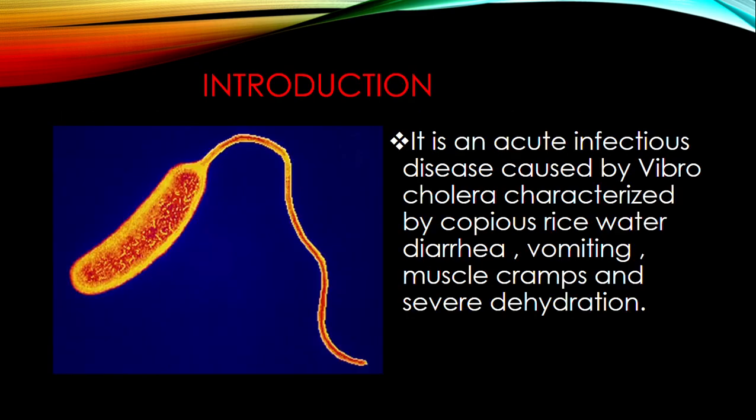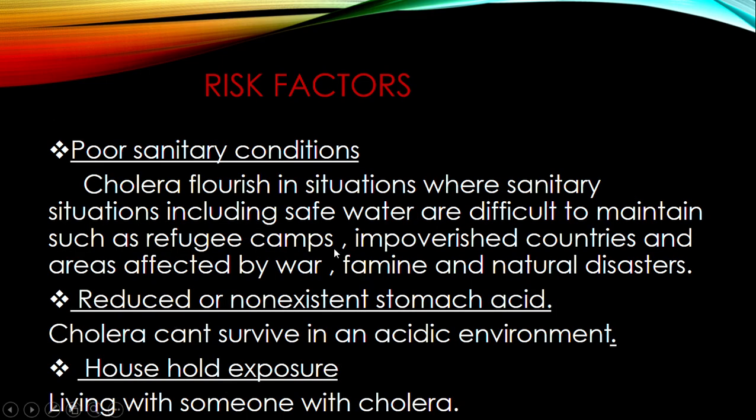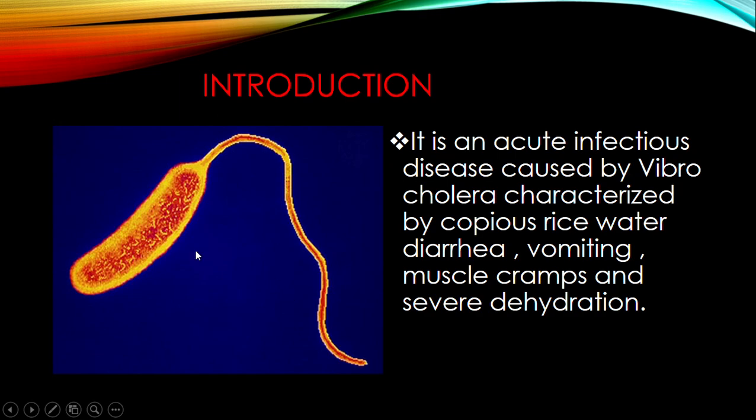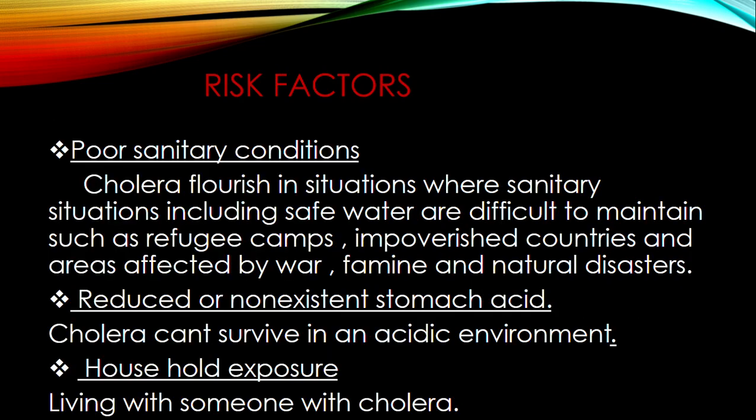Cholera is an acute infectious disease caused by Vibrio cholerae. It is characterized by rice-water-like diarrhea, vomiting, muscle cramps, and severe dehydration. This picture is showing us the bacteria. This is how it looks. It is rod-like in structure, and it has a flagellum which helps it to propel itself along the GIT, the intestines to be particular.